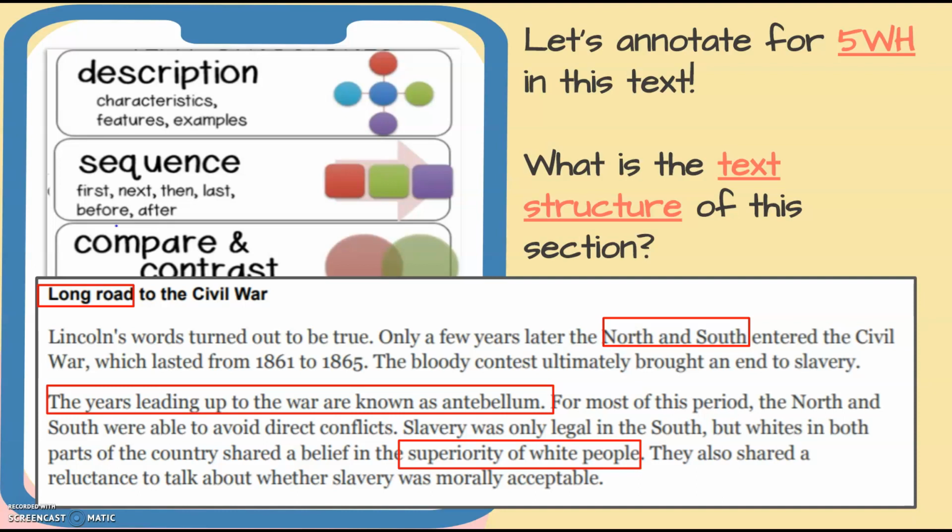Before we write our own summary, we also need to identify the text structure of the section. The second paragraph explains why there were so many years leading up to the Civil War. The cause was both the North and South believed that whites were superior and did not want to talk about slavery. The effect was that there were many years of slavery before the war started.